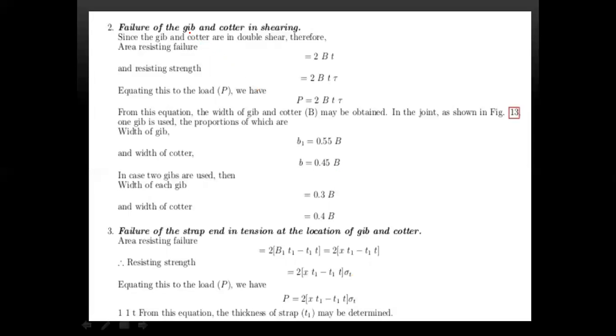Now the second thing is failure of the gib and quarter in shearing. It is double shear, so 2 into BT, adding strength into tau, and equating the load, P is equal to 2 into B into T into tau. Therefore, we can determine B1 and B, the width of the quarter. And the failure of the strap end in tension at the location of the gib and quarter. So this is the area of failure. Multiplying the strength, the load is equal to 2 into x into (T1 minus T) into tau. With this we can calculate T1.